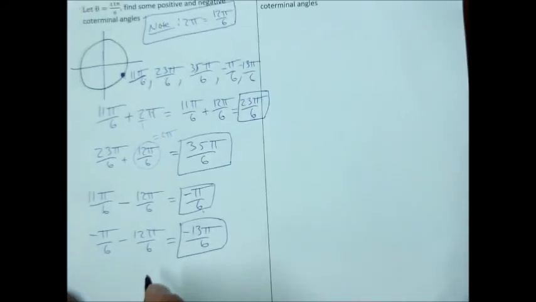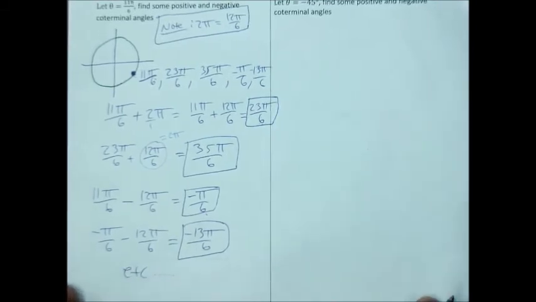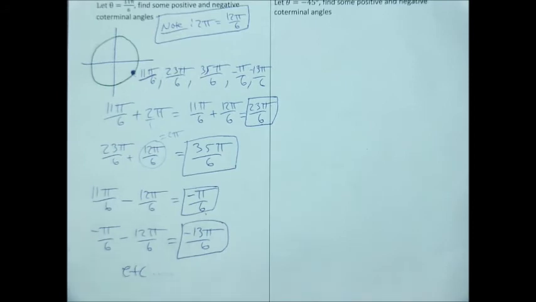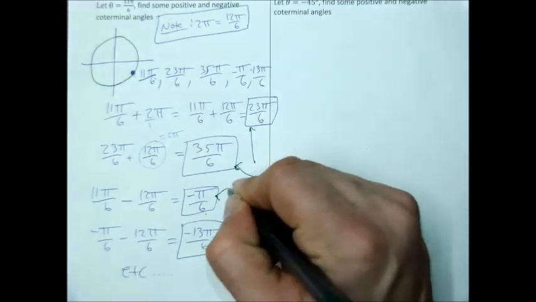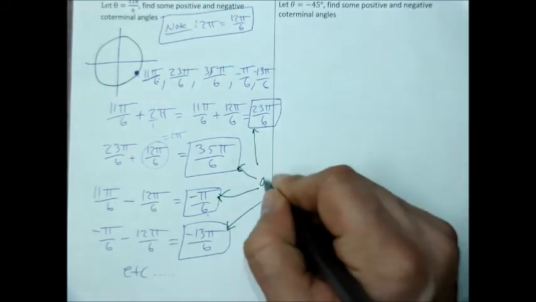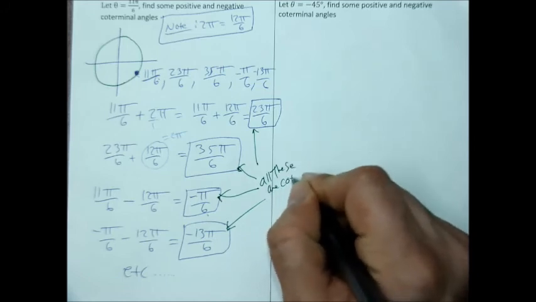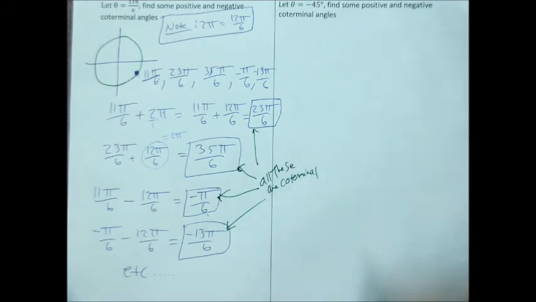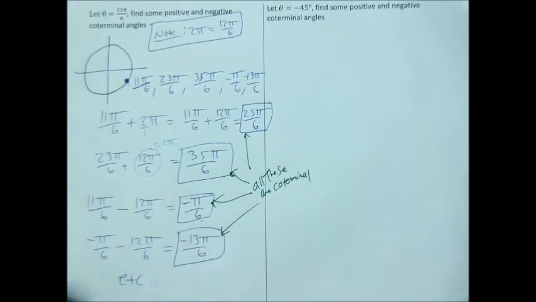And we could keep doing this forever, right? So this is like etc. We could keep going on forever and ever. And I just want to be clear by writing, all these are coterminal. And again, they're coterminal because they all put you on the exact same spot on the unit circle.